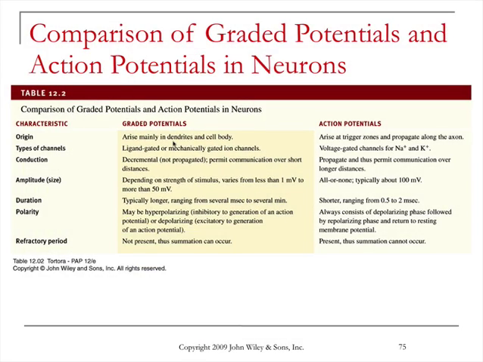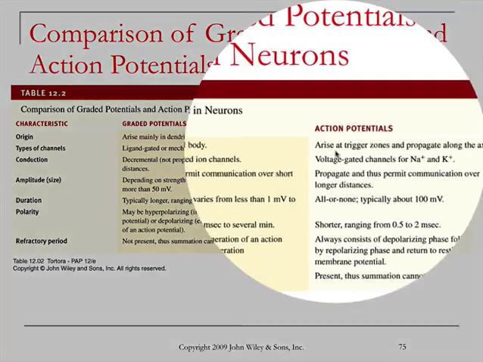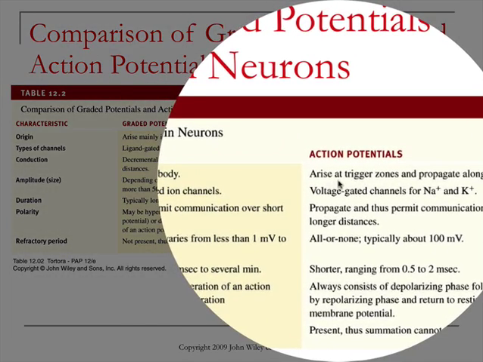So whenever a neuron, for instance, is stimulated by a neurotransmitter, this is going to arise at the dendrites and in the cell body. But then that graded potential is going to travel down the length of the dendrites and then the cell body. And if at the site of the trigger zone or the axon hillock, the graded potential has maintained itself at a level of the threshold, then an action potential will arise and propagate along the axon.